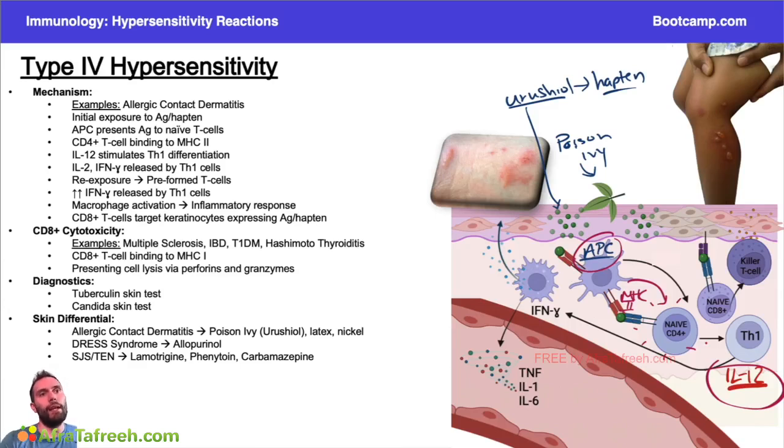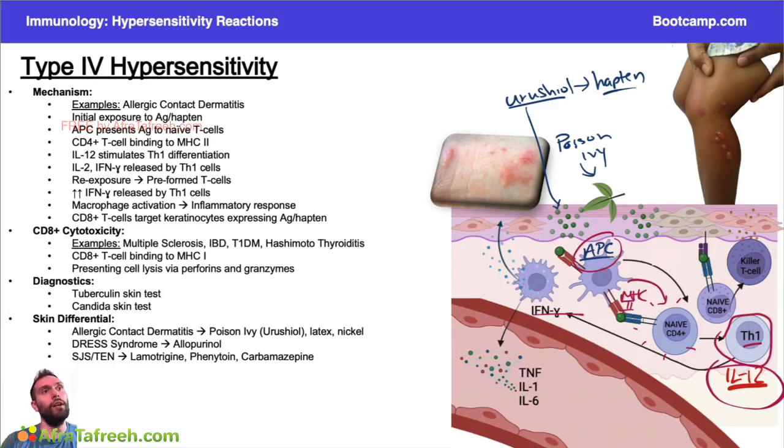And then this CD4 positive T cell will form a T helper 1 cell, again, because it was stimulated with interleukin 12. That T helper 1 cell will then go on to release interferon gamma to activate antigen presenting cells, particularly macrophages, to release chemicals at the site of the urushiol. That's where the inflammation is going to be. So again, same concept we talked about. It's literally just the T helper 1 response that I'm referring to here.